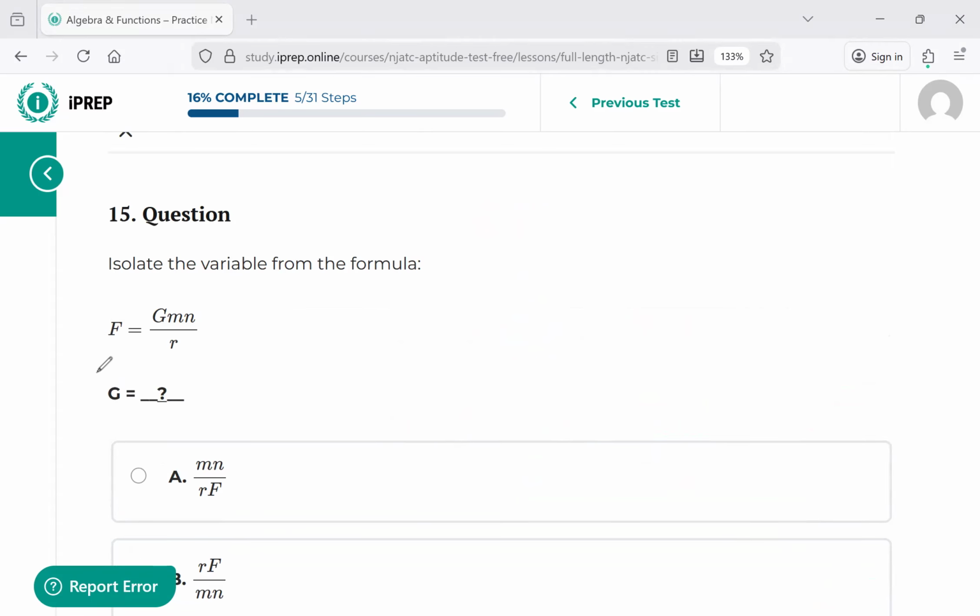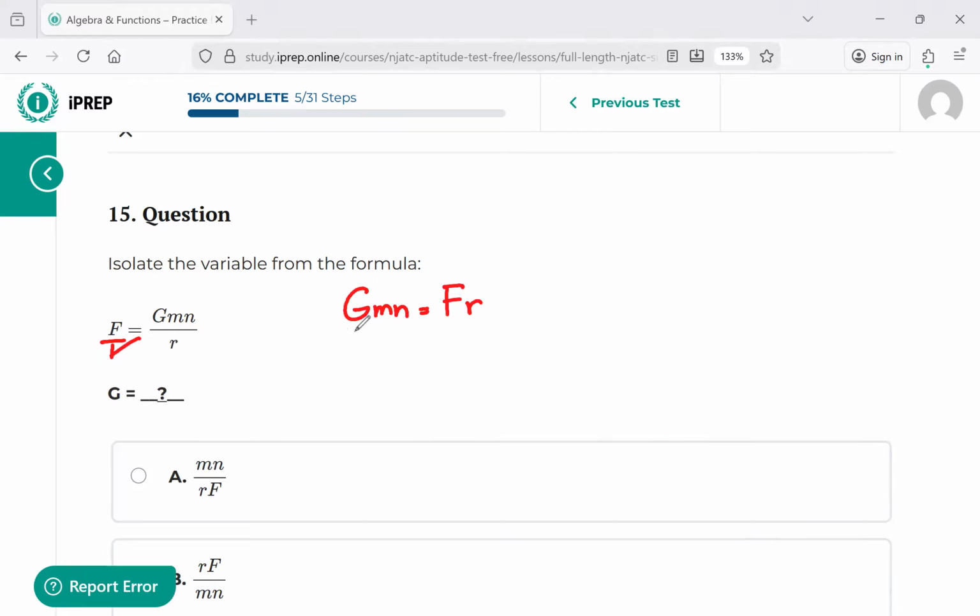Okay, 15, isolate G. So we have big F equals GMN over r. Better figure out what big G is. So what I would do is just cross multiply, right? This F has an invisible 1, so cross multiply. 1 times GMN is going to be GMN, right? And then big F times r is going to be big F times small r.